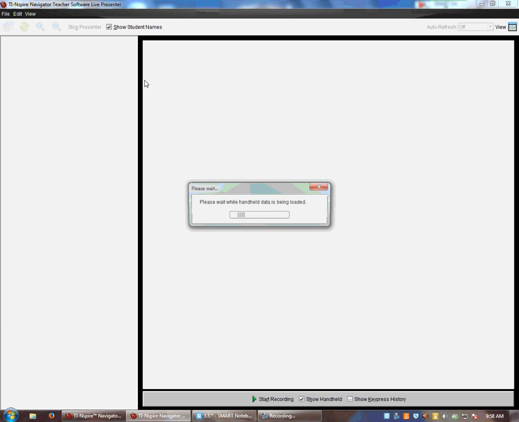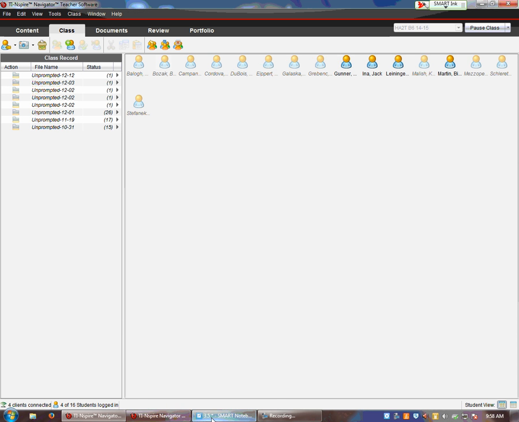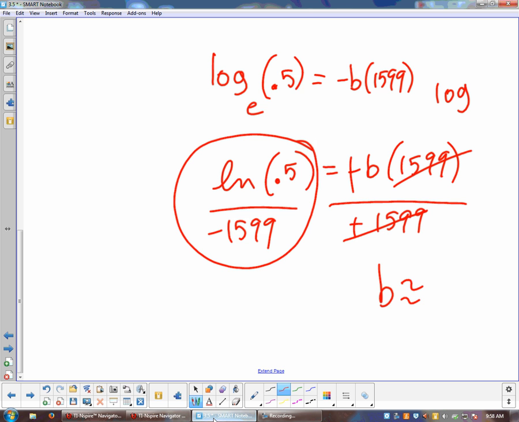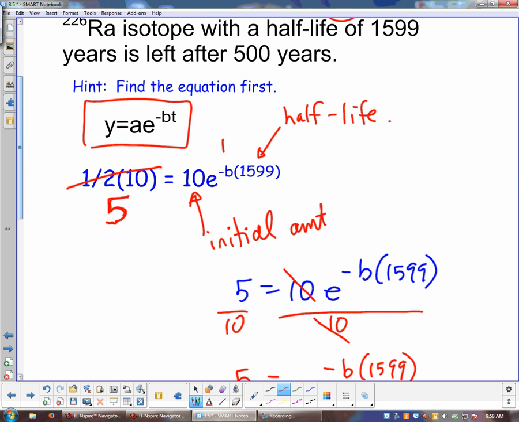All right, let's see, I'm making Bailey live presenter. So Bailey has ln of 0.5 over negative 1,599, and you got 0.000433. Everybody agree? All right, so if that's our b value, 0.000433, is that right? Okay, so that means in our model, when we go back up here, we're going to fill that in for b here.